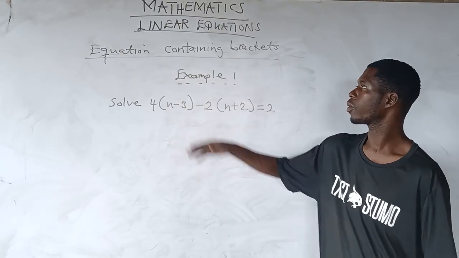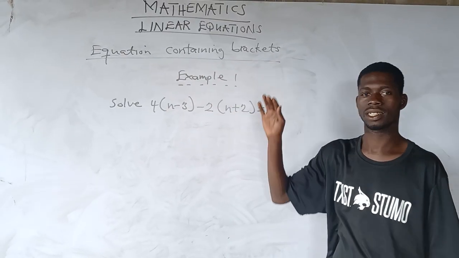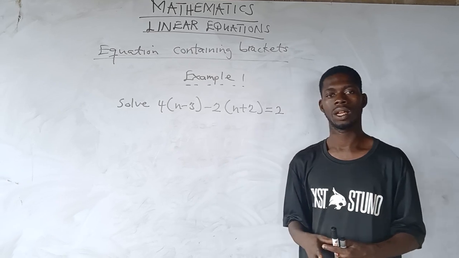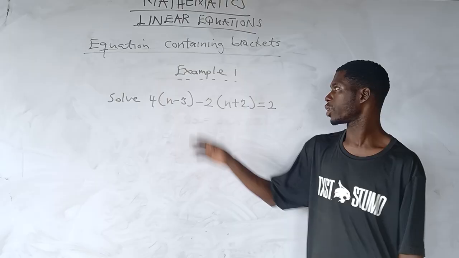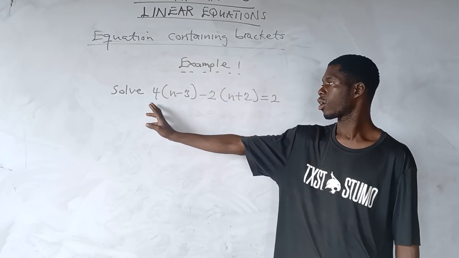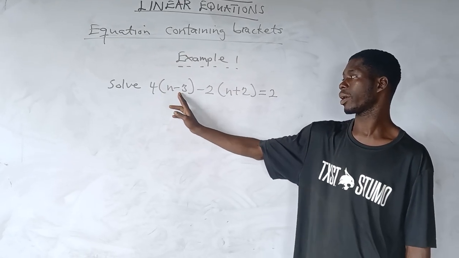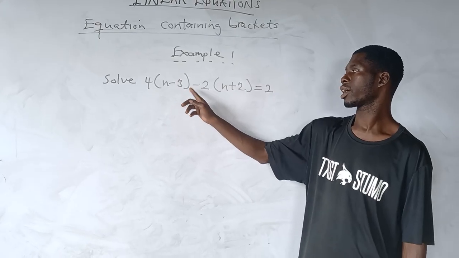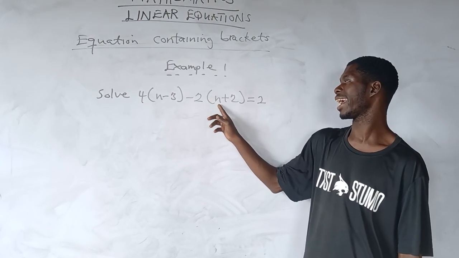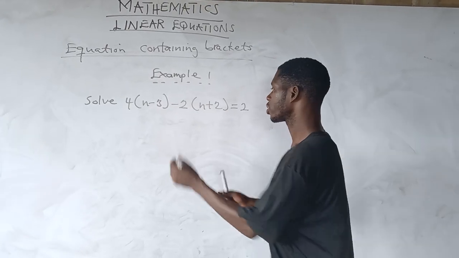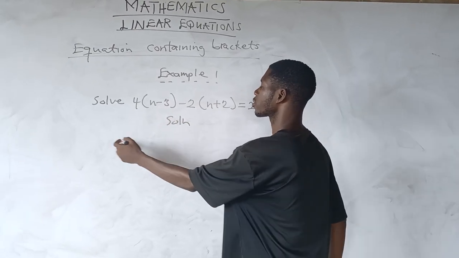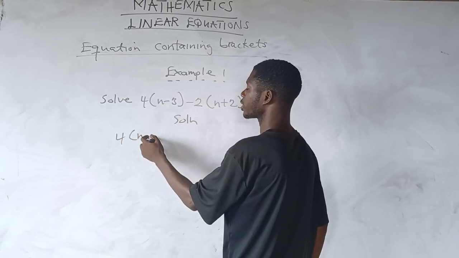Okay, so now equations containing brackets. We are going to solve examples about equations containing brackets. Example 1 says: solve 4 into bracket n minus 3 bracket close, minus 2 into bracket n plus 2 bracket close, equal to 2. So now I'm repeating the question.